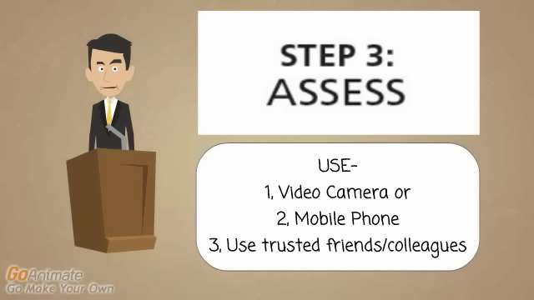Step 3 is assessing the presentation. This is to ensure that your actual creation meets its objectives. And the best way to assess a presentation is number 1, use a video camera. Number 2 is use the video on your mobile phone. Or 3, use people that you trust who can give you positive feedback and also point out any things that you need to improve.